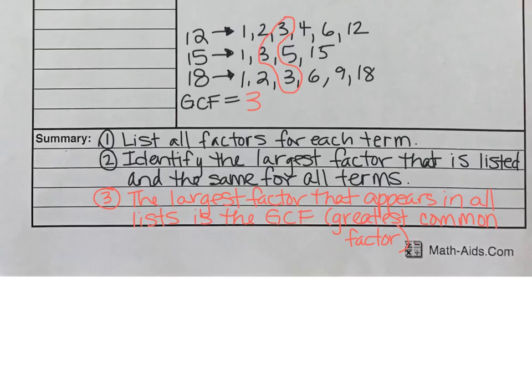To summarize, finding the GCF means, number 1, list all factors for each term. Number 2, identify the largest factor that is listed and is the same for all terms. And number 3, the largest factor that appears in all lists is the GCF, the greatest common factor.